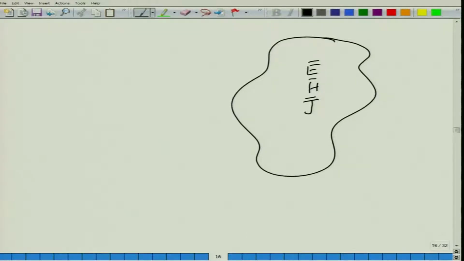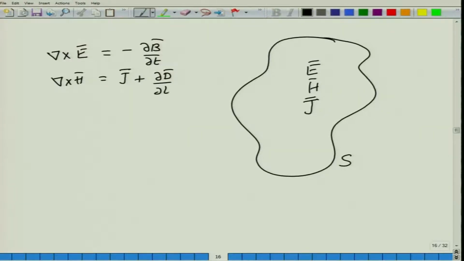So, this region can be assumed to be closed, having a closed surface S and a volume that is quite large. Now, we have a couple of equations. We have the curl equation for the electric field, which is del cross E equal to minus del B by del T, and then you have curl of H equal to J plus del D by del T. I will not eliminate J because I just said that you can have some amount of conducting material out there.